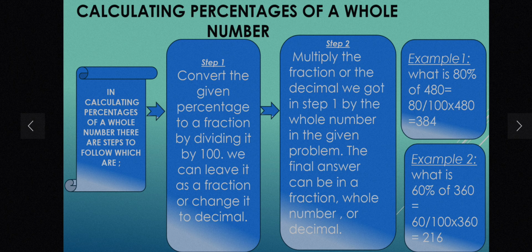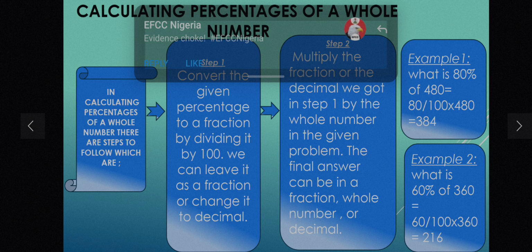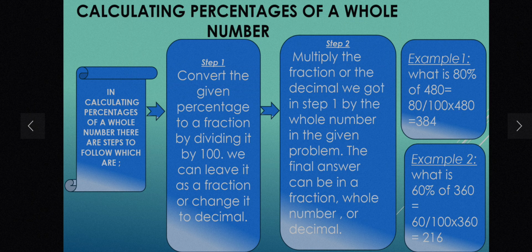So the next step said multiply the fraction or decimal we got in step 1. What step 1 is saying is that any number that they give us, whether 10, 20, 30, you do it 10 over 100 or 20 over 100 or 30 over 100. This is based on the number given to you. They can even give you 1 over 100. They can give you 1%. They can give you 0.5. Anyhow, but just know you are going to do it over 100.